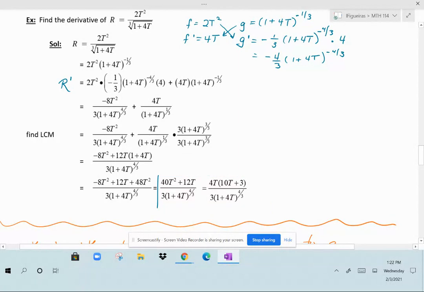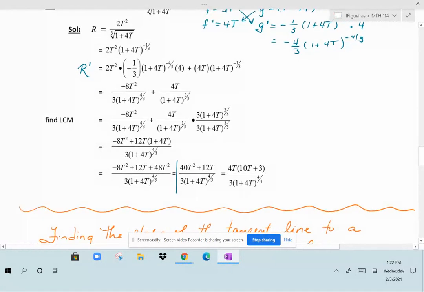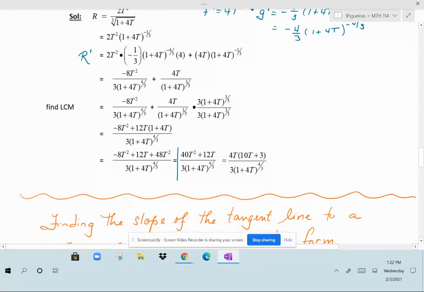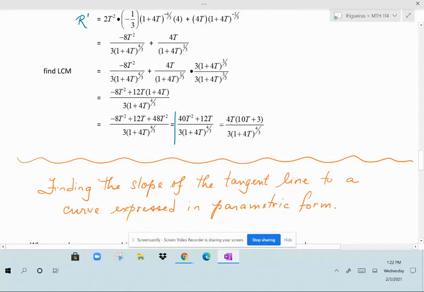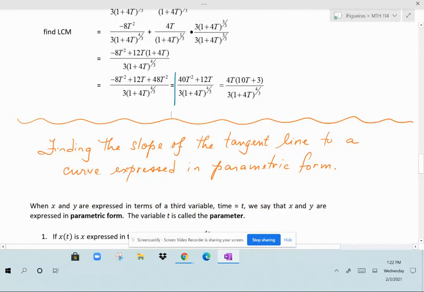All right, so that's it for chain rule. Chain rule is a really important rule, so practicing, you'll get better at it. The next part of the lesson in this section is about the slope of a tangent line to a curve that's expressed in parametric form. So this might be a new concept for you.